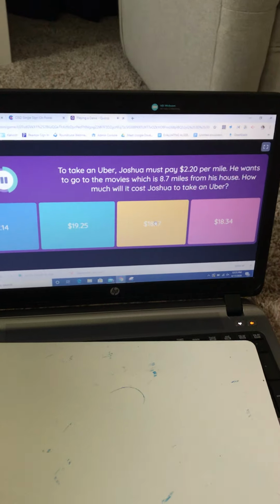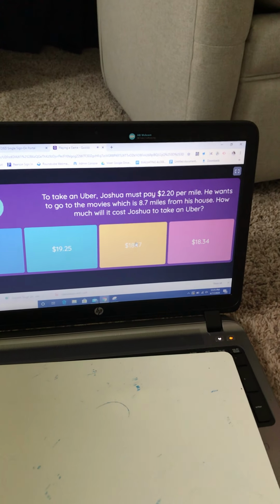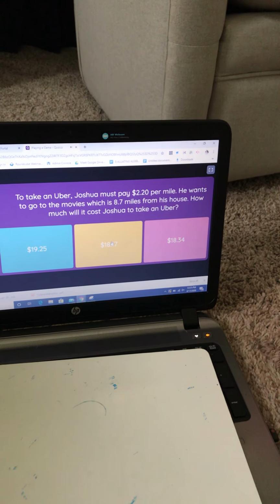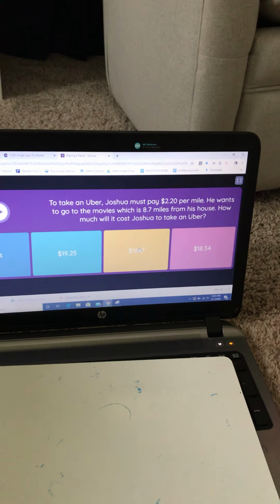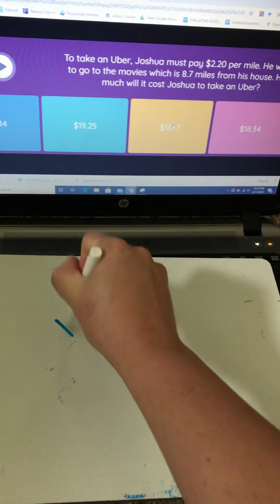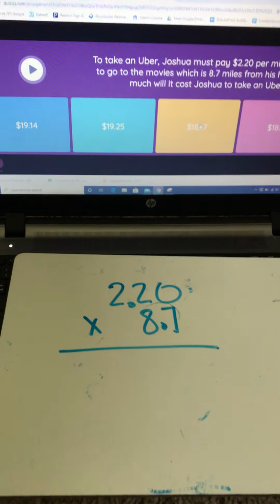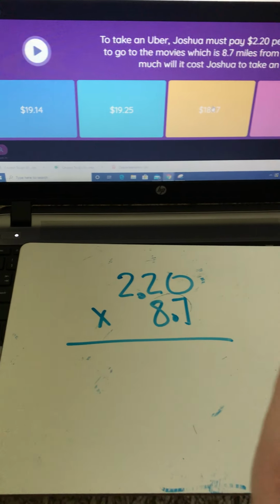Number 6, to take an Uber, Joshua must pay $2.20 per mile. He wants to go to the movies, which is 8 7/10 miles from his house. How much will it cost him to take the Uber? Here we're going to multiply $2.20 times 8 7/10. Here again, I'm going to pretend they're whole numbers.